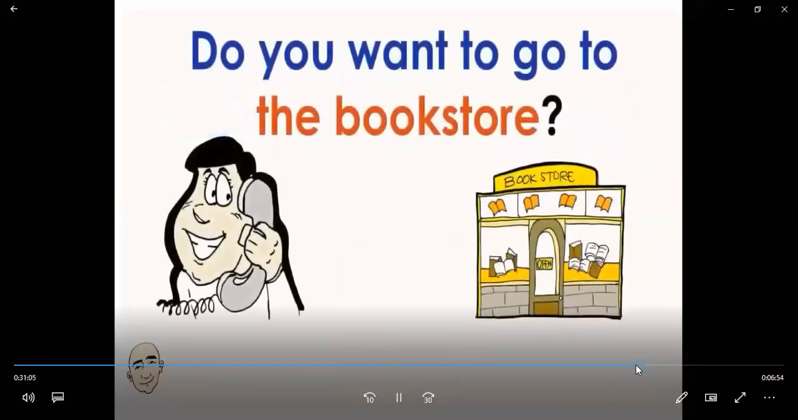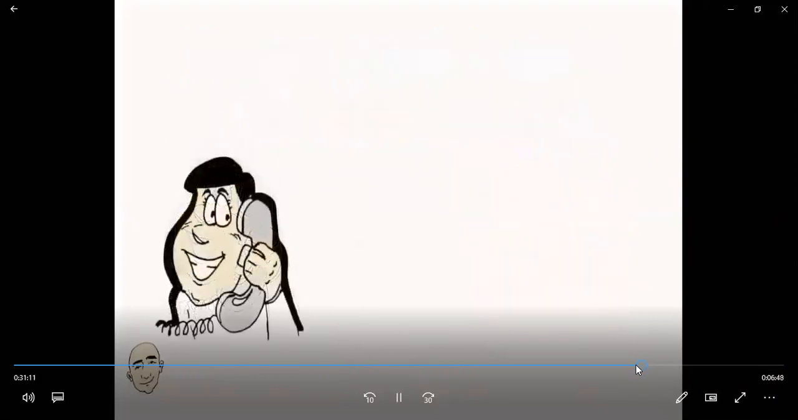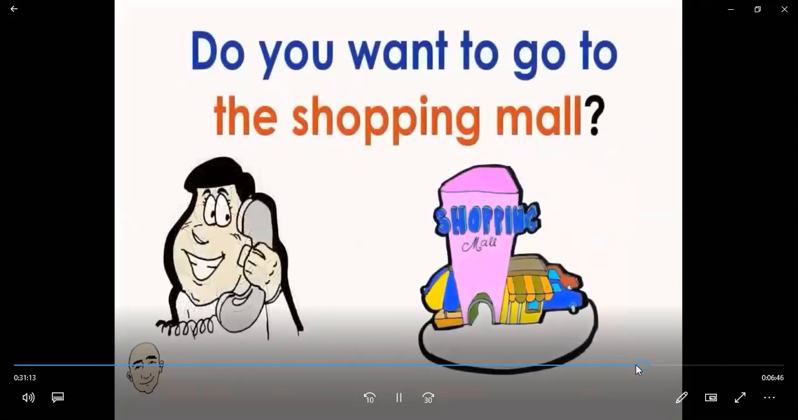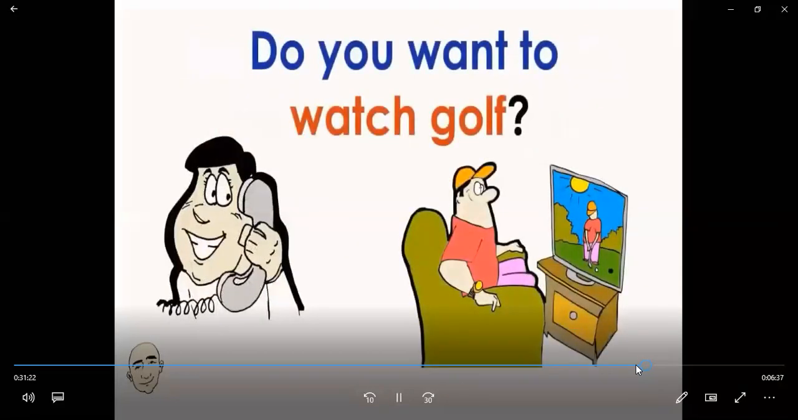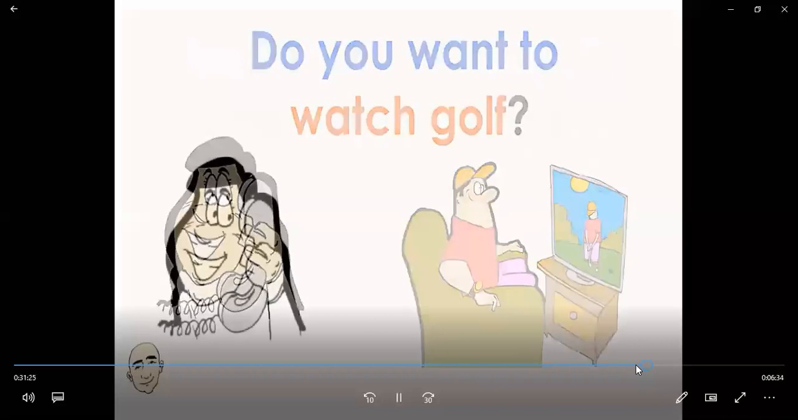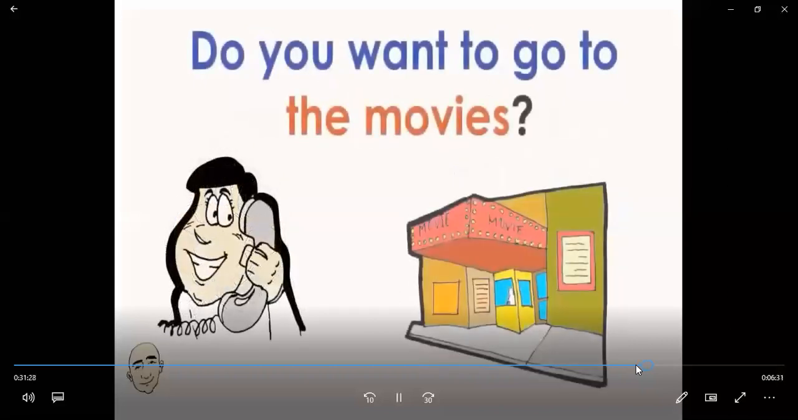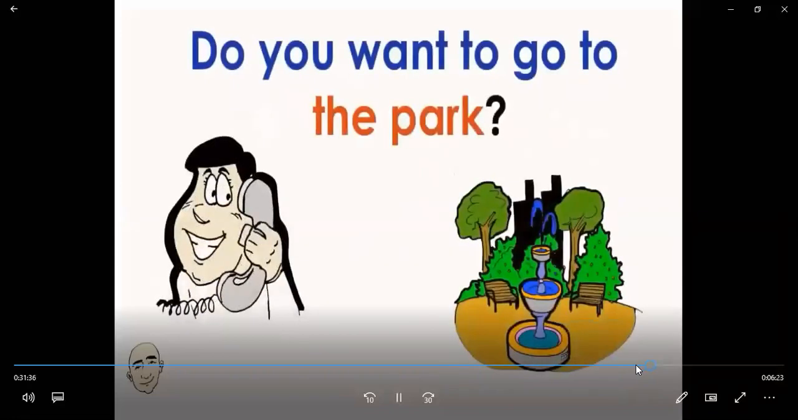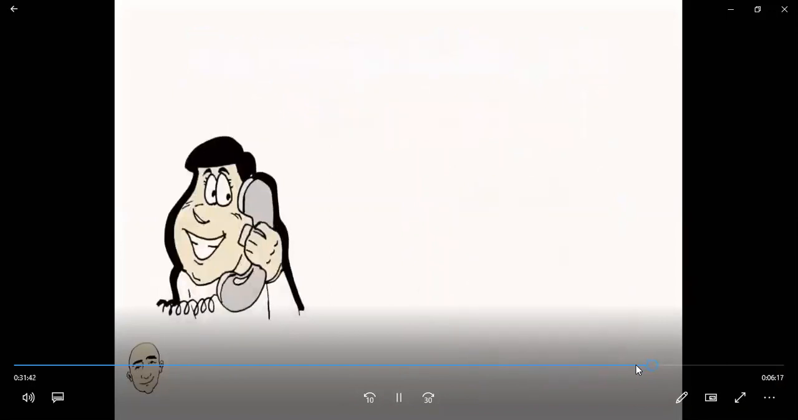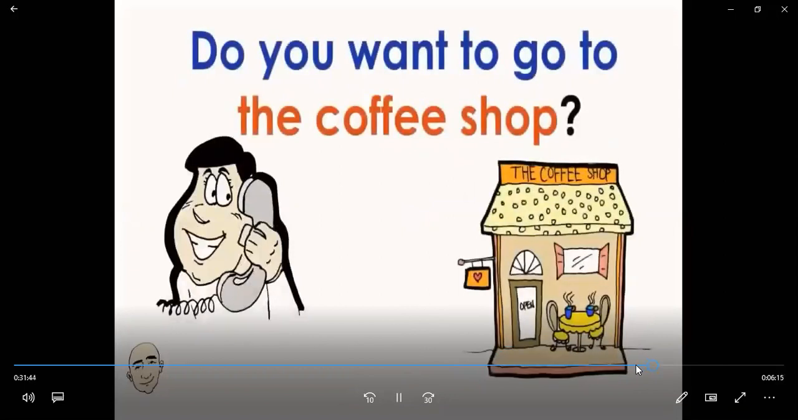Do you want to go to the bookstore? Do you want to go to the shopping mall? Do you want to watch golf? Do you want to go to the movies? Do you want to go to the park? Do you want to go to the coffee shop?